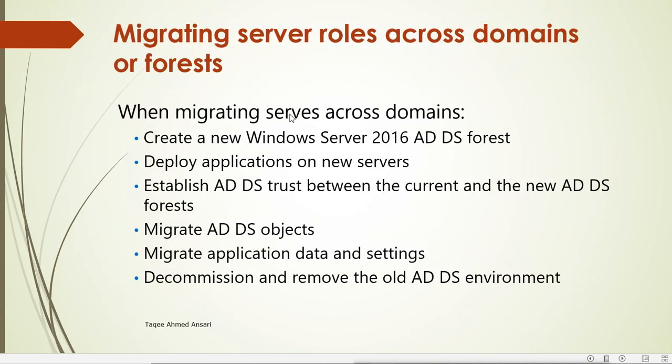Then migrating server roles across domains or forests. When you are migrating servers across domains, create a new Windows Server 2016 ADDS forest, then deploy applications on new servers, then establish an ADDS trust between the current and the new ADDS forest, then migrate ADDS objects, migrate application data and settings, and decommission and remove the old ADDS environment. If you have an Active Directory environment set up, you will not be able to do an upgrade. Then you can do the migration, even across the domain or forest, but you have to follow the proper process for that.